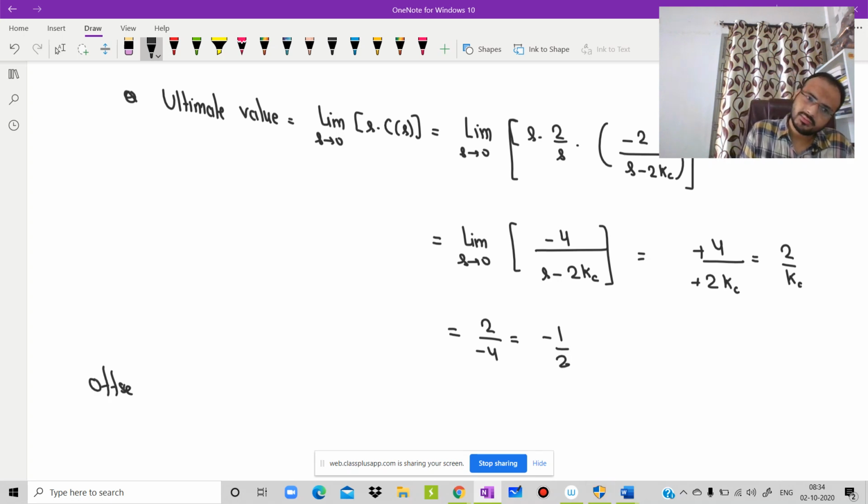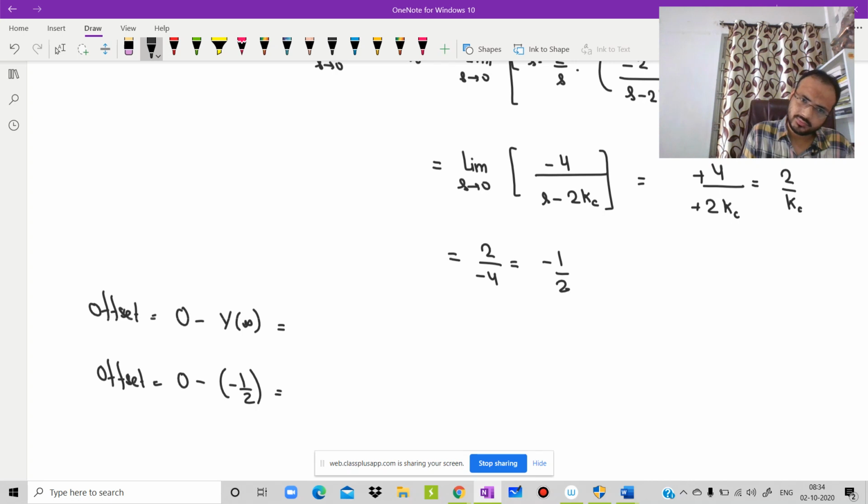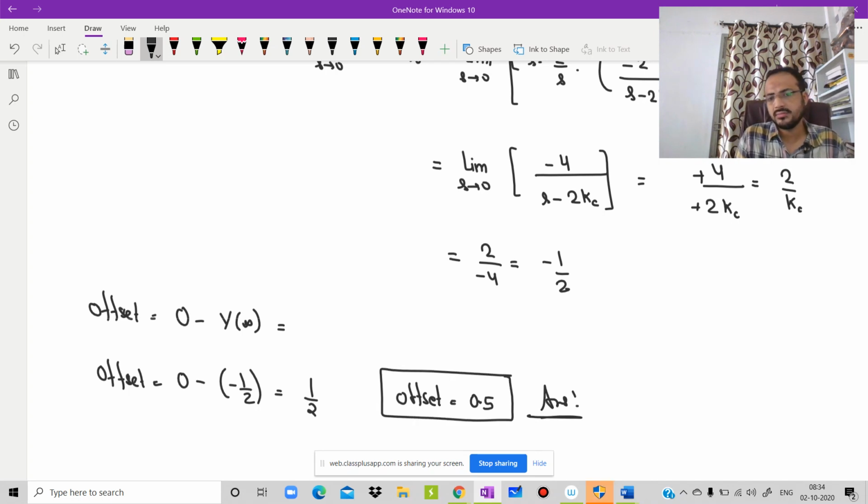Offset is equal to, for a regulatory problem, 0 minus y infinite. So you will get offset 0 minus minus of 1 by 2. So the value of offset is equal to 0.5. It is the correct answer.